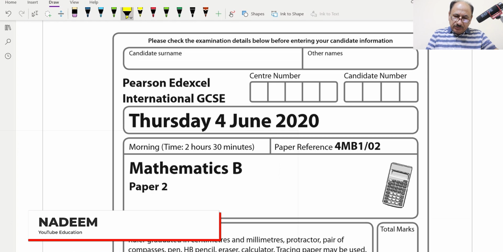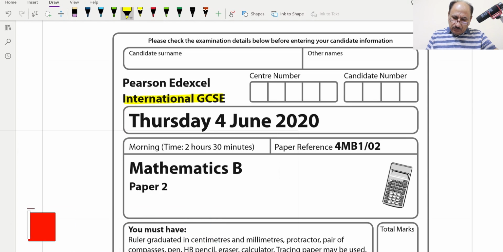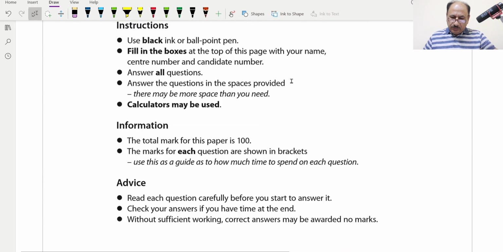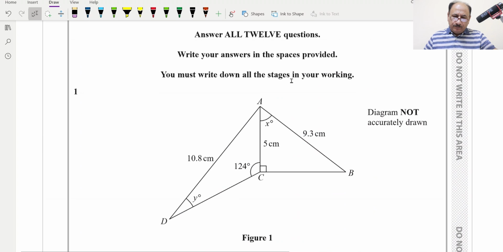Edexcel International GCSE Mathematics B Paper 2, 4 May 2020, 4MB1/02. Let us move to question number 1.